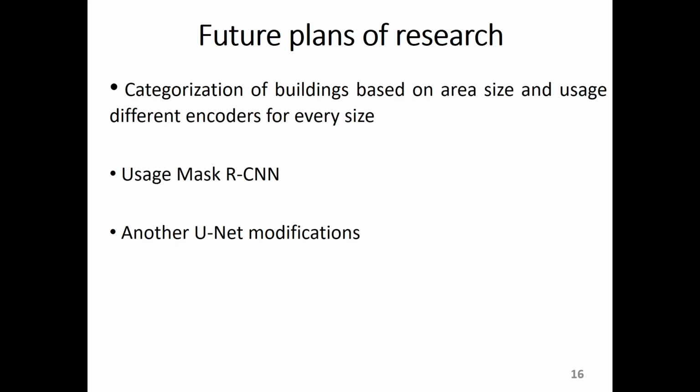Regarding the future plans, we intend to try categorization of buildings based on area size and use the different encoders for every size. In addition, it might be useful to try another convolutional neural network known as Mask R-CNN and more U-Net modifications.